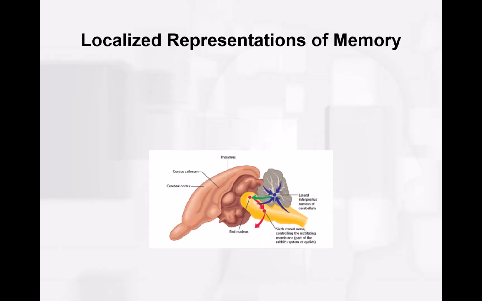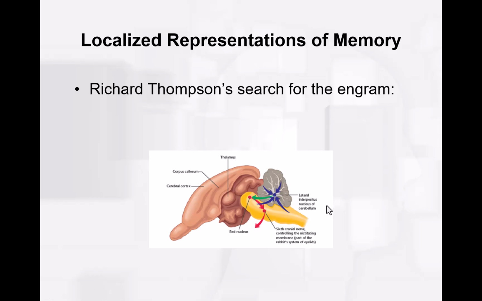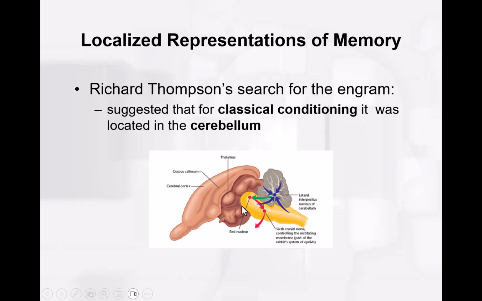So the area of the brain that he localized the engram to was the cerebellum. Here we have a rat brain, but the cerebellum is very similar to ours. In particular, the lateral interpositus nucleus was the location that he found was responsible for learning the classical conditioning paradigm. On the next couple of slides, we'll talk about how he discovered this.